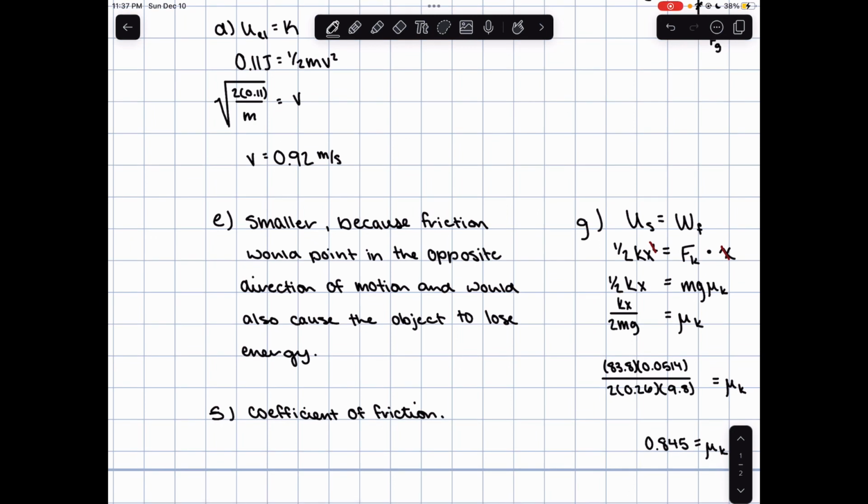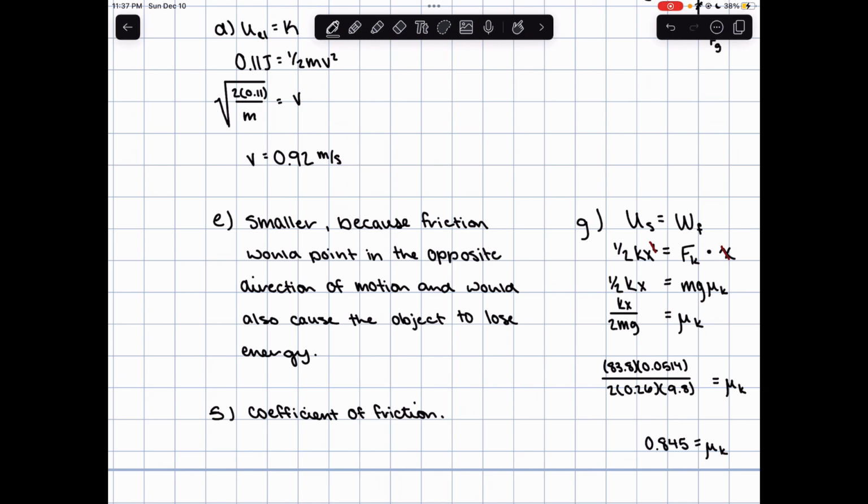Well, let's start with part E. We know that our answer to part D, or the speed, would be smaller because friction would be pointing in the opposite direction of the motion in this case. And friction would also cause the object to lose energy due to heat.